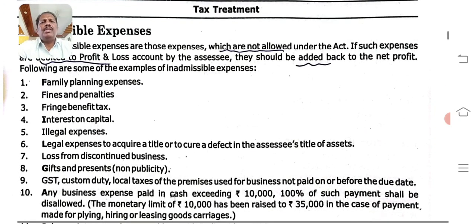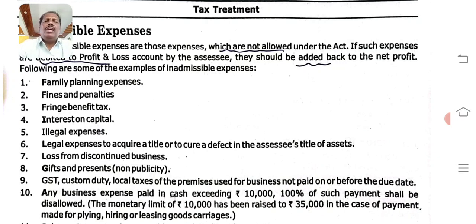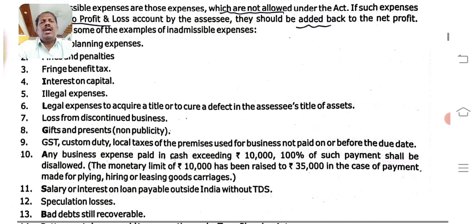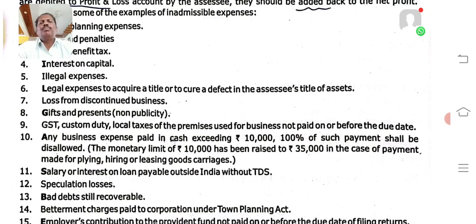What are those? Family planning expenses, fines and penalties, fringe benefit tax, interest on capital, illegal expenses, legal expenses to acquire a title or cure a defect in the assessee's title of assets, loss from discontinued business, gifts and presents, non-publicity, even GST, customs duty, local taxes of the premises used for business not paid on or before the due date, any business expenses paid in cash exceeding rupees 10,000, 100% of such payment shall be disallowed. Even the monetary limit of rupees 10,000 has been raised to rupees 35,000 in case of payment made for plying, hiring or leasing goods carriages.